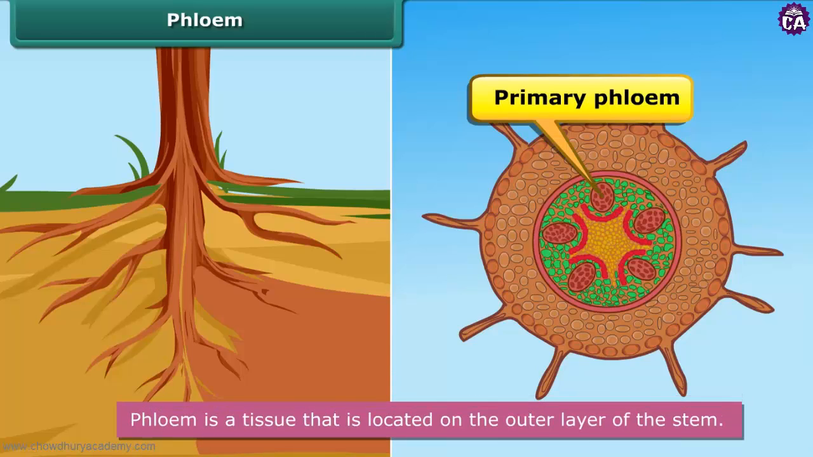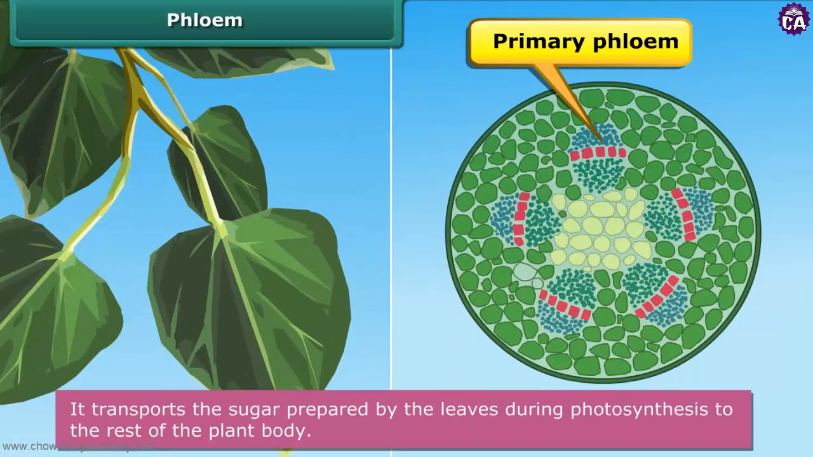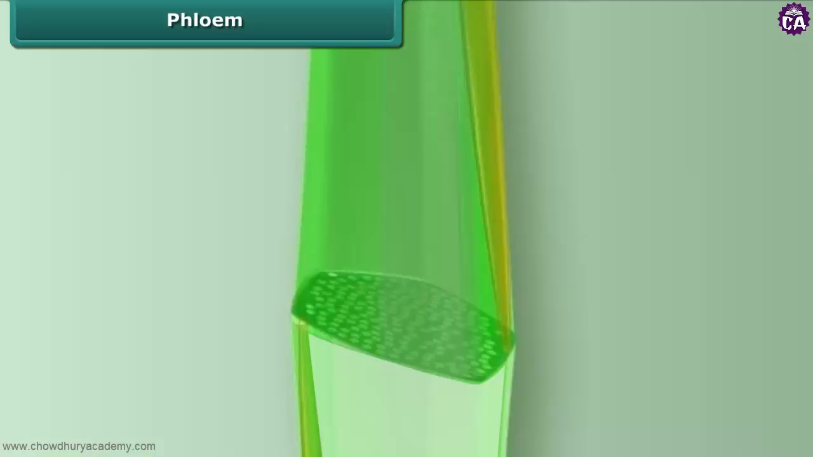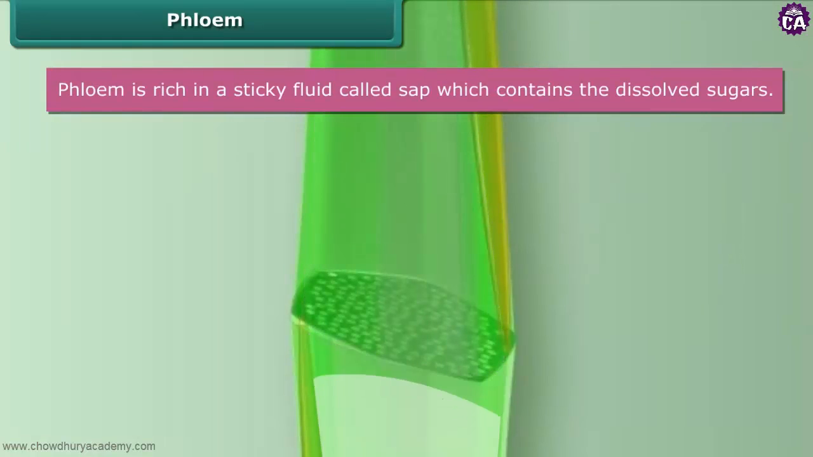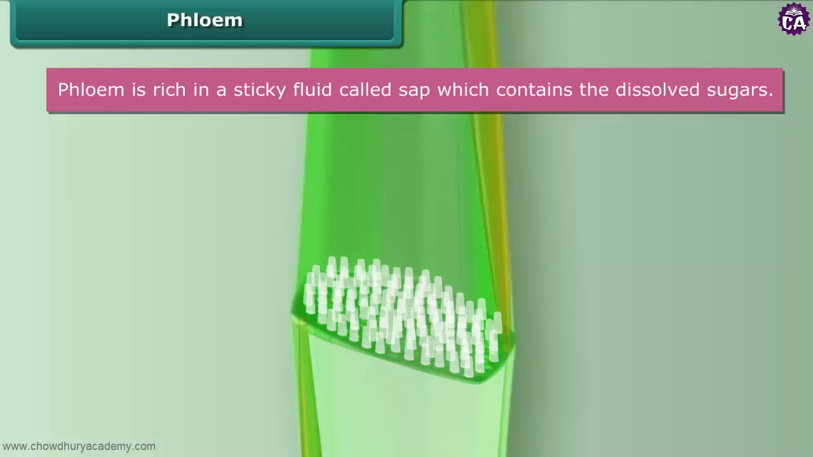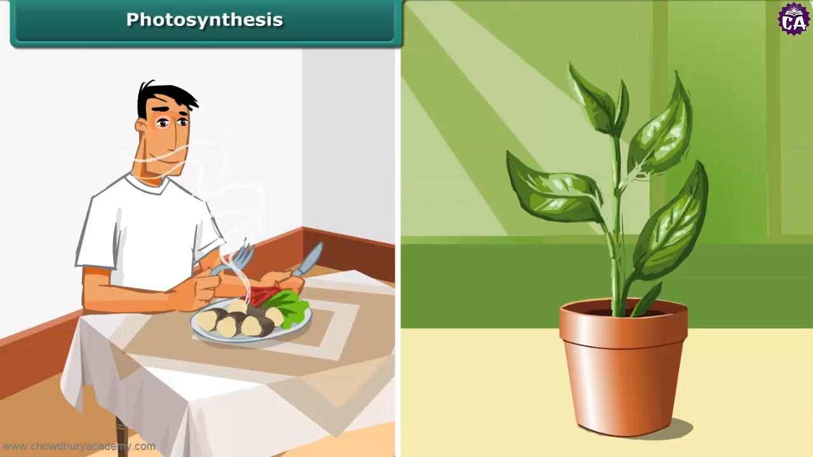Phloem is a tissue that is located on the outer layer of the stem. It transports the sugar prepared by the leaves during photosynthesis to the rest of the plant body. Since it transports sugar, phloem is rich in a sticky fluid called sap, which contains the dissolved sugars. Just as human beings need food to survive, plants also require food to live.